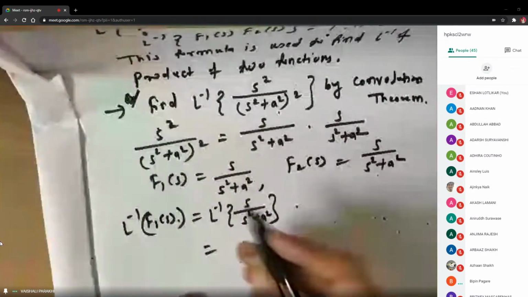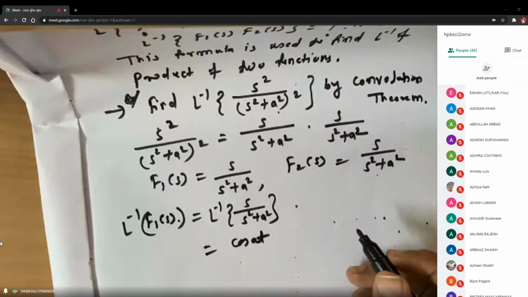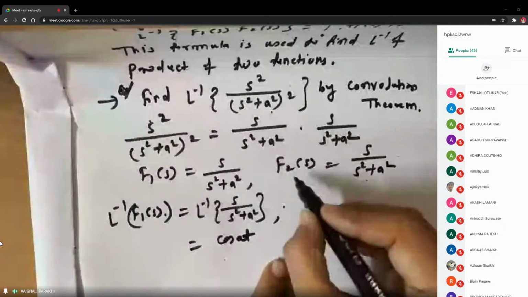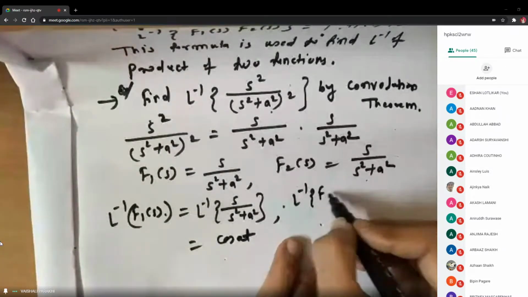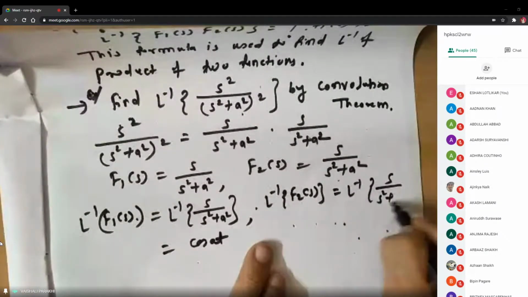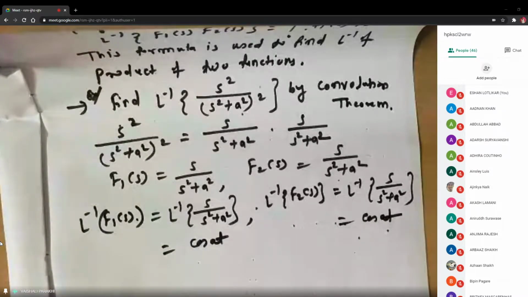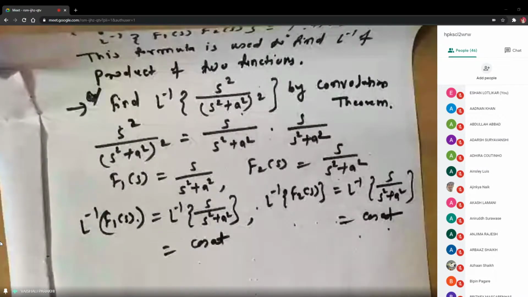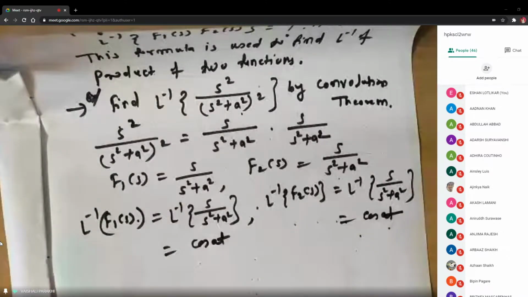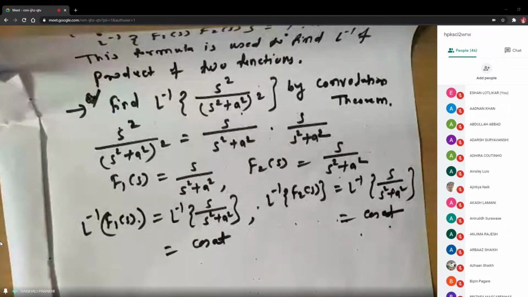Cos at. Cos at. Very easy. Very good. Right? Because it is the same formula. Then find L inverse of F2 of S, and it is L inverse of S upon S square plus A square. It is the same thing. So definitely it is cos at. All of you understood this step? Find L inverse of F1 of S and L inverse of F2 of S. So first splitting, next finding L inverse of both the terms, right? Any doubt till here? Anybody, you can ask me.